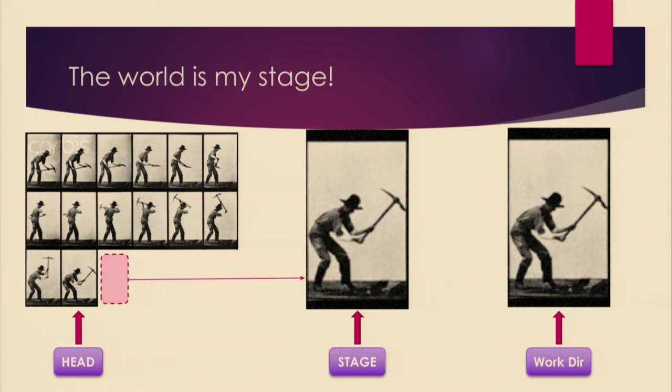Let's say that we have our minor project. So we have this guy who at different points in time is doing something different, right? The head of a Git repo simply points to the latest commit, right? I know a lot of you are thinking about branches right now. Don't think about branches. Just think about a single, linear history, and the head simply points to the latest snapshot that we've committed.